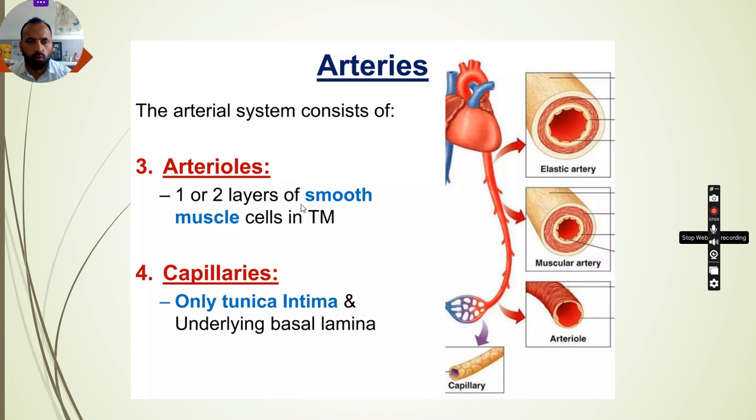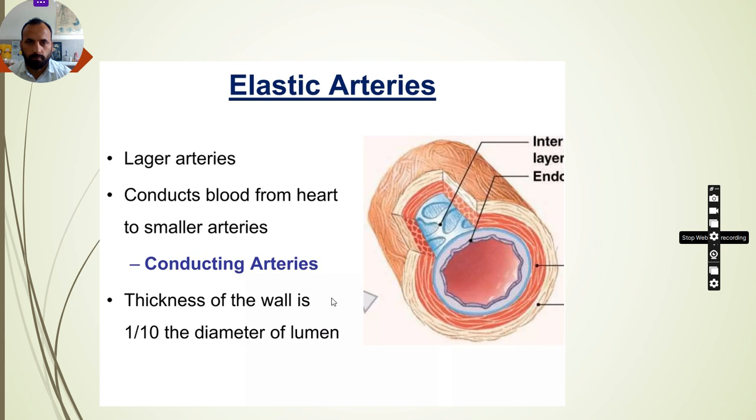Then arterioles, you have 1 to 2 layers of smooth muscle in the tunica media. Then capillaries, you have only tunica intima, and there will be the underlying basal lamina. That means the internal elastic lamina will be absent in the case of capillaries.